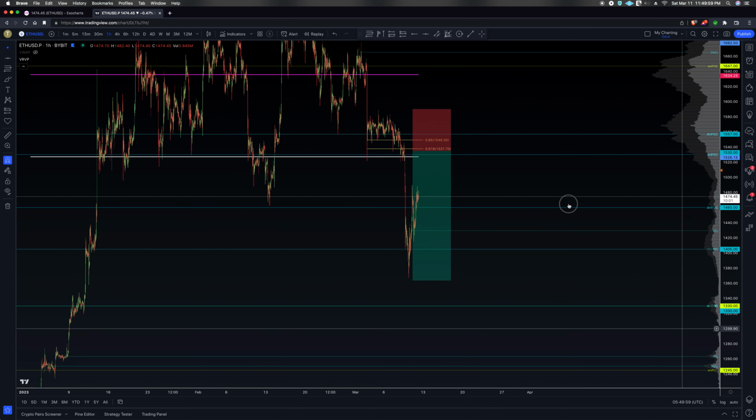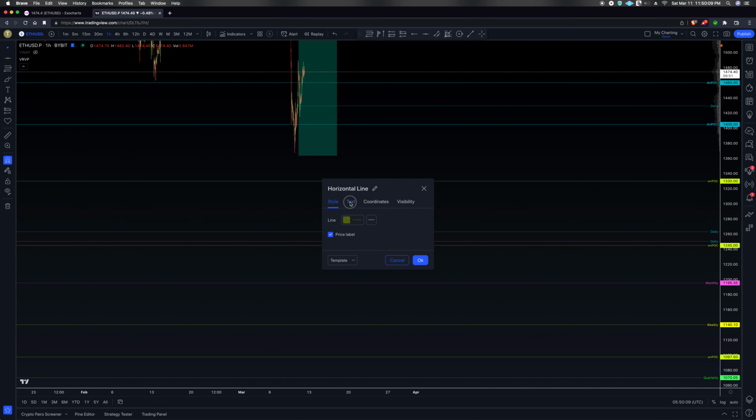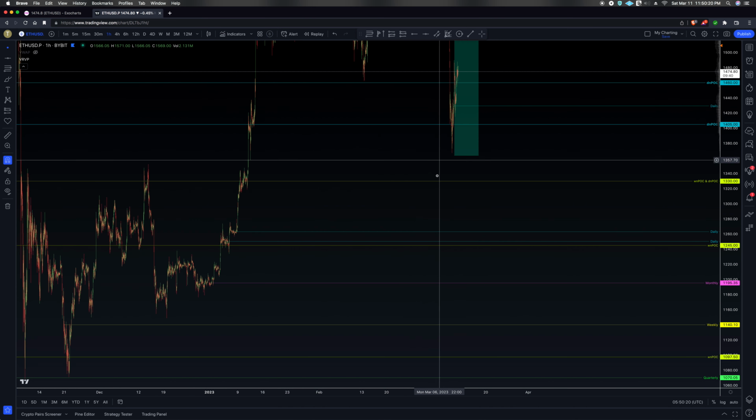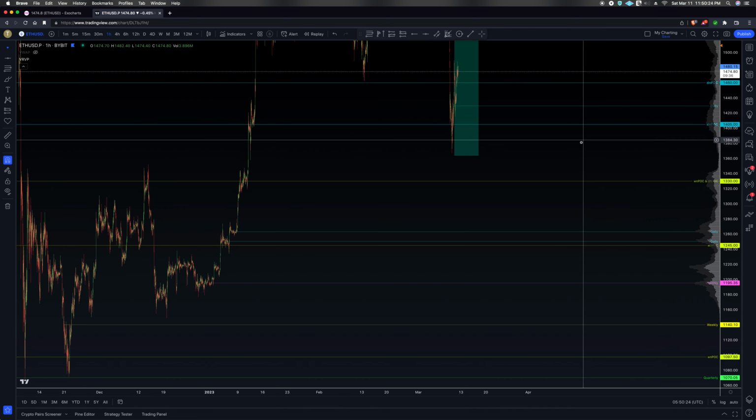So this is actually a, what's this hiding behind? So this is a weekly in it. Oh, that's nice. So that's pretty nice. And the daily naked point of control as well. Dual confluence there. Pretty nice. Well, that's a nice little short setup we have going on there.